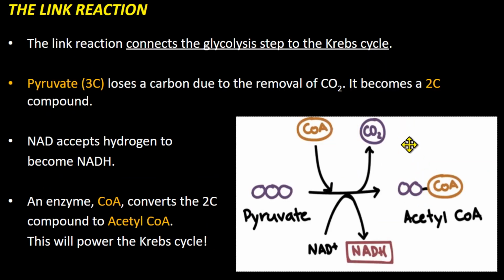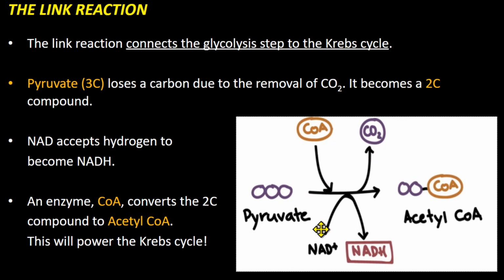The diagram here shows the link reaction. The link reaction connects the glycolysis step to the Krebs cycle, hence the term link reaction. So pyruvate, which has 3 carbons, loses a carbon due to the removal of carbon dioxide. That's what you're seeing here. So 3 loses 1, becomes 2. So it becomes a 2-carbon compound.